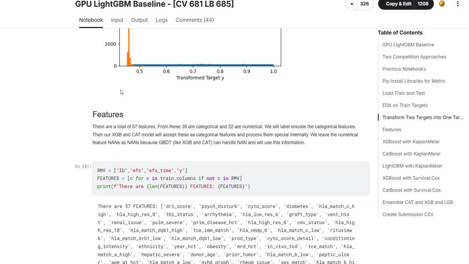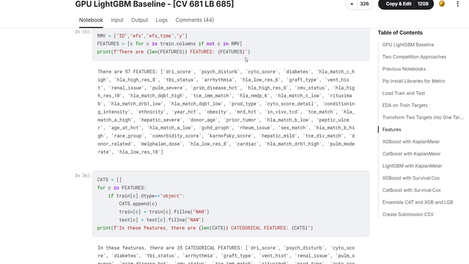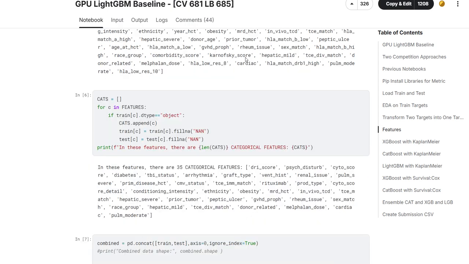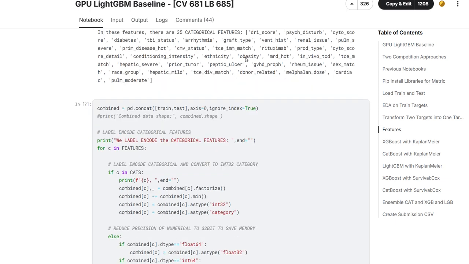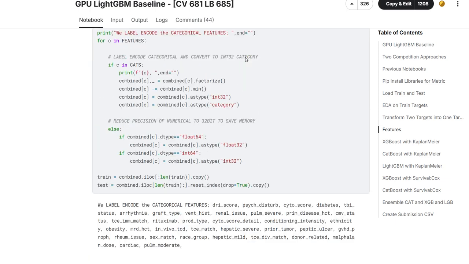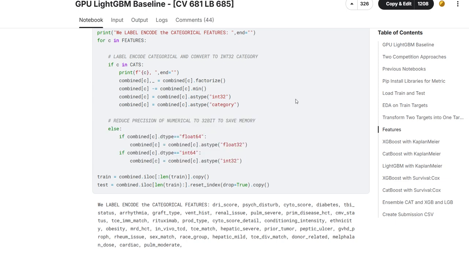Next, we prepare the features. The notebook identifies 57 features, and a good chunk of them, 35, are categorical, meaning they represent categories, not numbers, like yes, no, or different disease types. The notebook fills in any missing values in these categorical features with the string nan. Then, it uses a technique called label encoding to convert these categories into numerical representations. This is important because many machine learning models work best with numerical input. It also reduces the precision of numerical features to save memory, which is a good practice, especially with larger datasets.